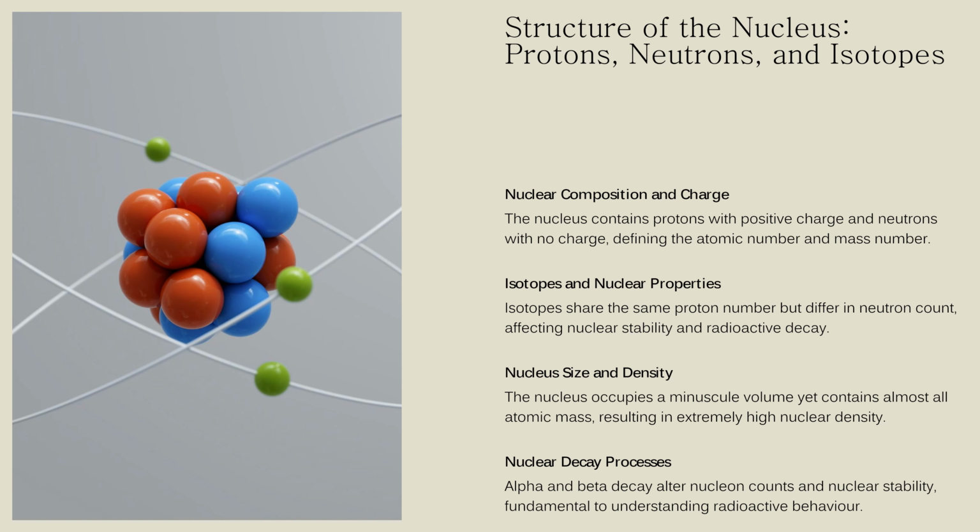Typical nuclear radii are of the order of 10 to the power of minus 15 m, compared with atomic radii of about 10 to the power of minus 10 m. This extreme concentration of mass leads to very high nuclear densities.